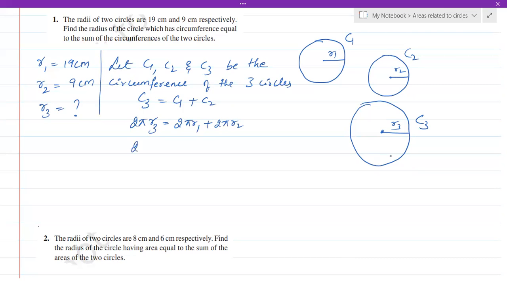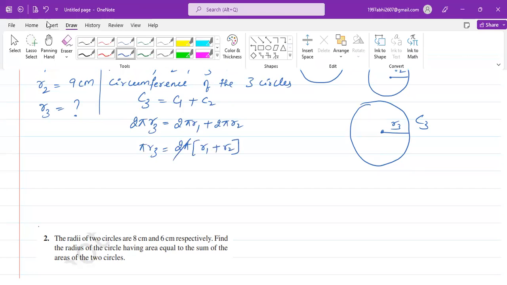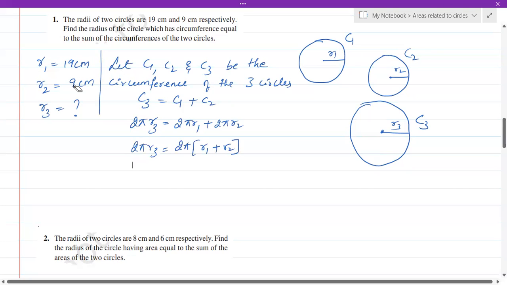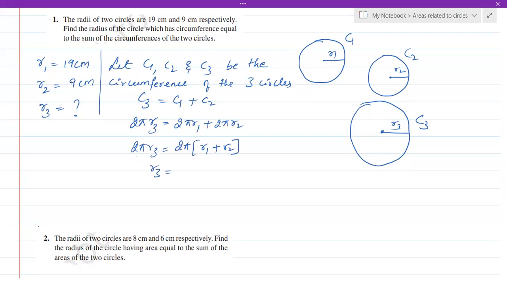Now, if you observe the RHS, you can take 2 pi as common. So what is left out? R1 plus R2 is left out. So 2 pi gets cancelled. Let's do it the other way. This 2 pi is in multiplication, 2 pi into R3. If you send it that side, it will become division. R3 is equal to 2 pi into R1 plus R2 divided by 2 pi. So 2 pi and 2 pi get cancelled.